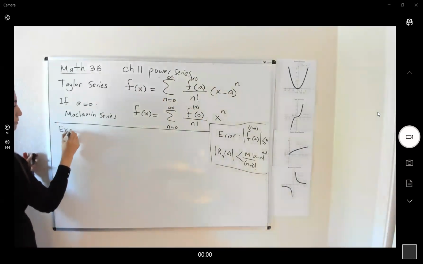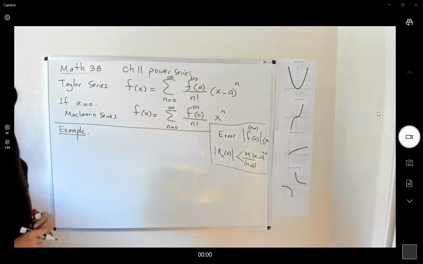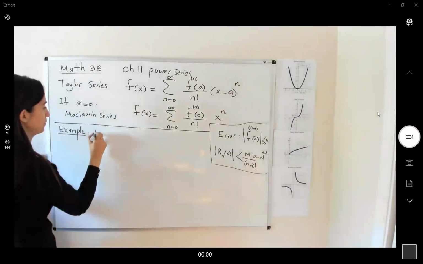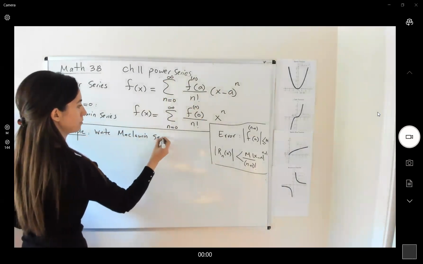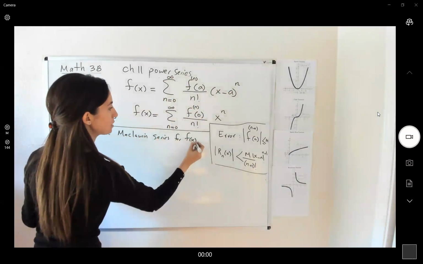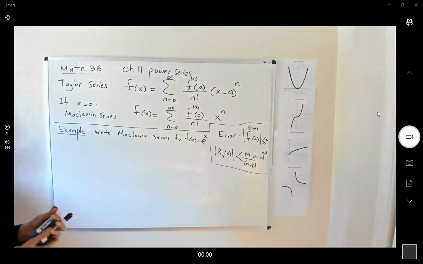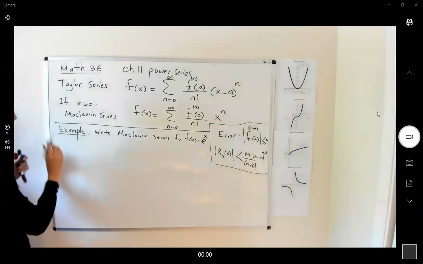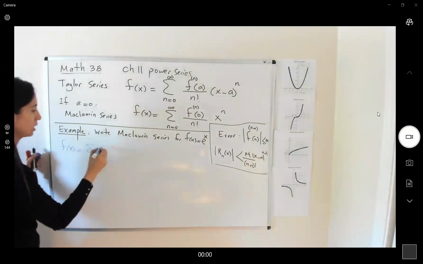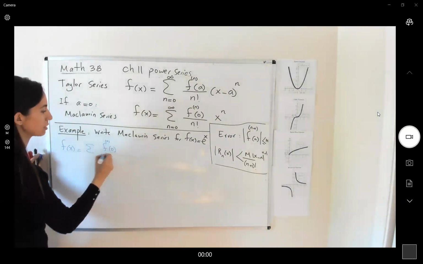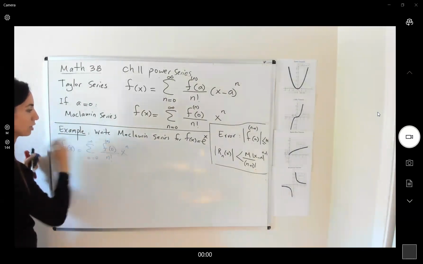Let's go over one example. The question says, write the Maclaurin series for the exponential function, f of x equals e to the x. A Maclaurin series for a function is defined as the sum of the nth derivative of the function at 0 divided by n factorial, times x to the n, where n starts from 0 to infinity.